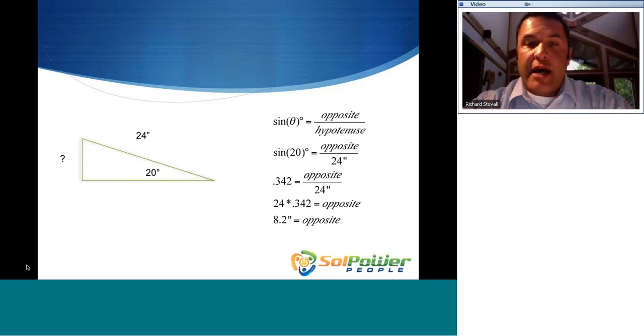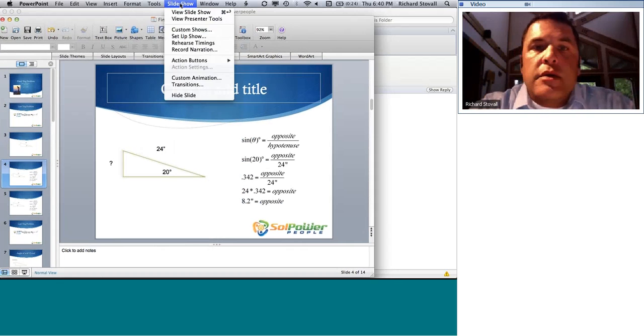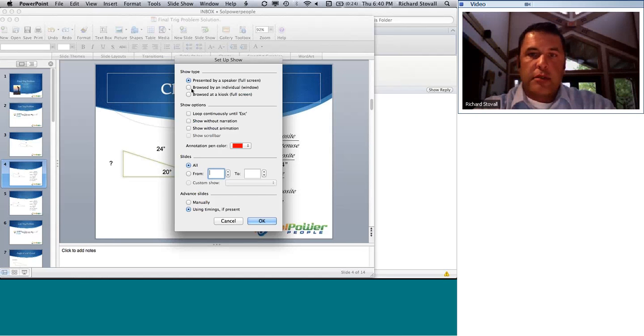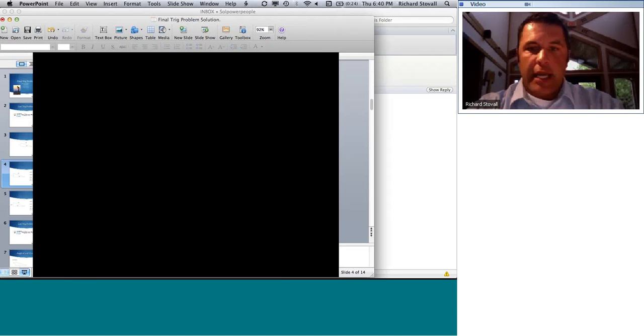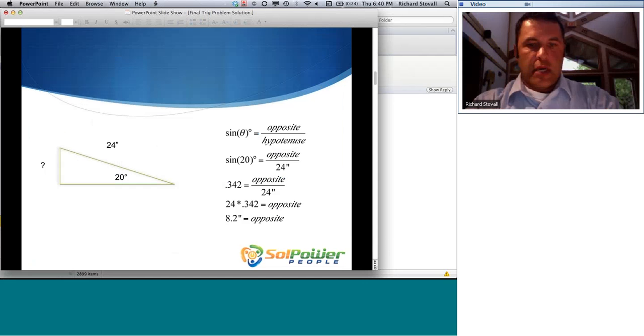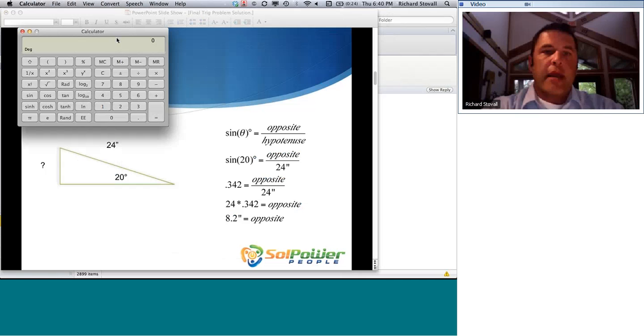So plugging these values into the sine function, actually, let me change my setup here real quick. Slideshow, browse, individual window, okay, jumping back in to here, all right, now I can, calculator, okay, so sine of 20 is 0.342, as indicated in the problem.